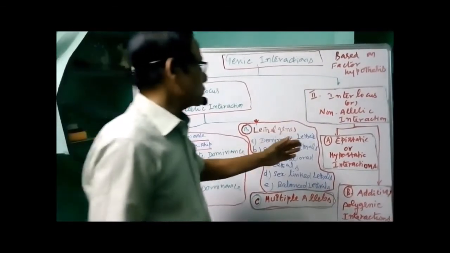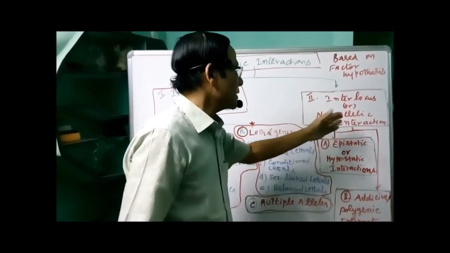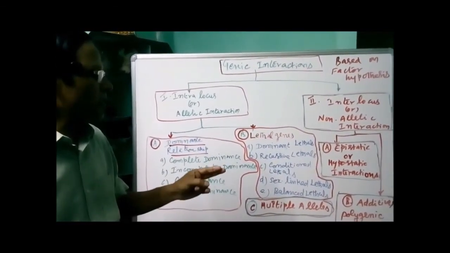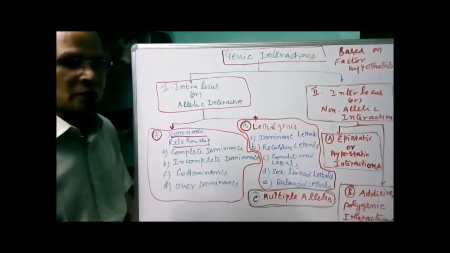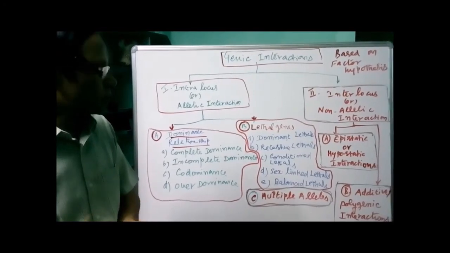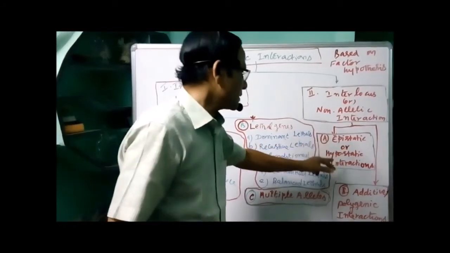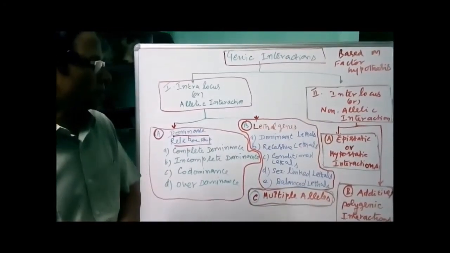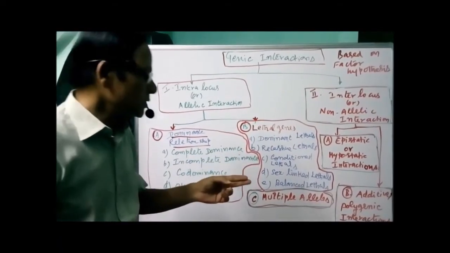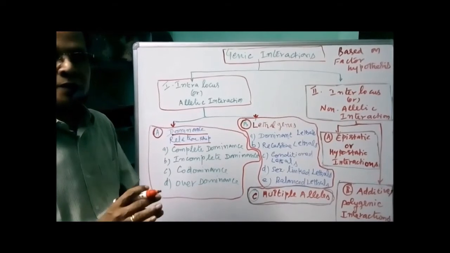Now coming back to interlocus or non-allelic interactions. Here there are two types. Epistatic or hypostatic interactions, where one gene suppresses the expression of another gene. We will talk about it later. The second type is additive, polygenic inheritance.